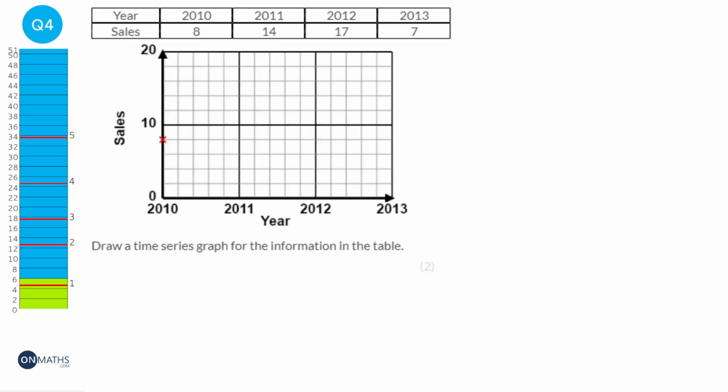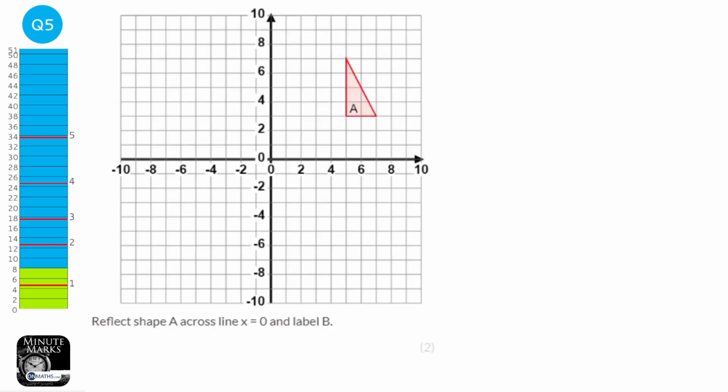So for a time series graph, it's just a line graph with time being on the x-axis, and so we've got the first one plotted for us, so we're going to plot the next one. So it's 2011, 14 high, 2012, 17 high, which will be here, and then 2013 is 7 high. And then what we do is we just join them up with straight lines. And that's us done.